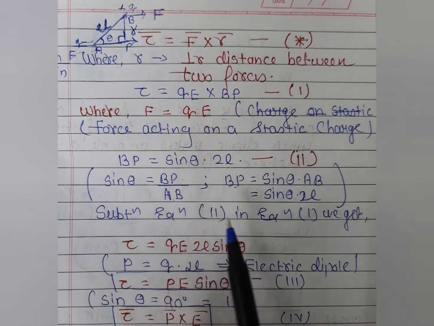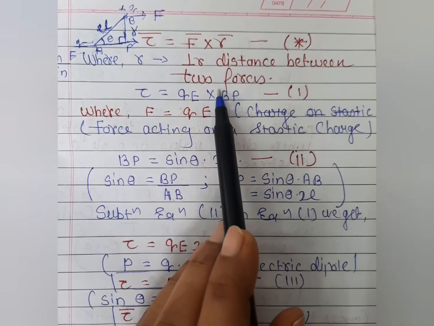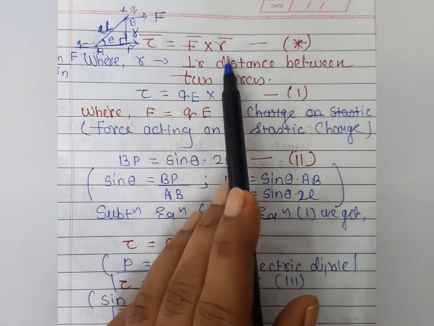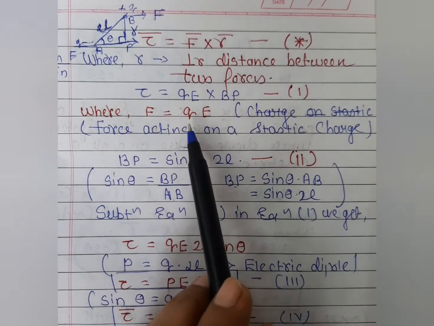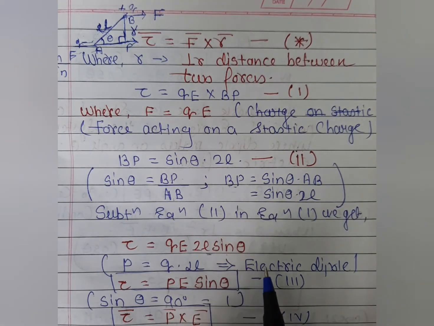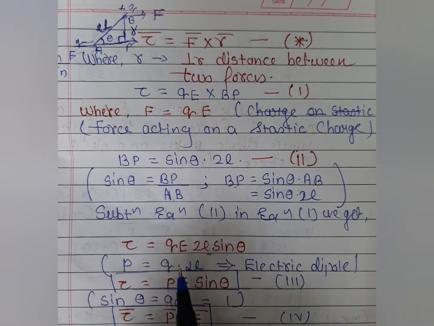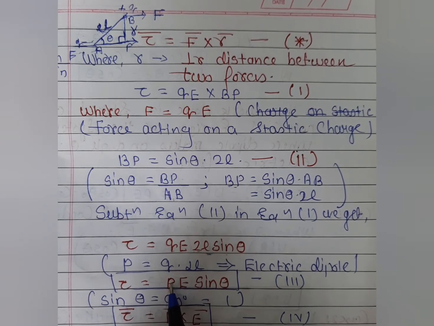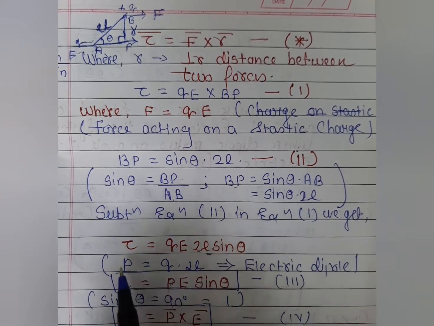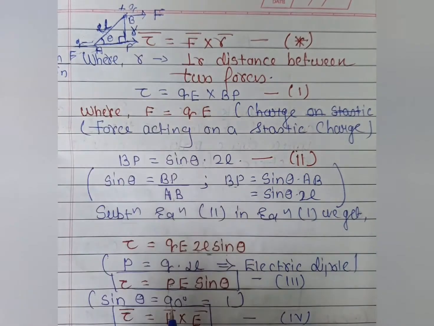So we can substitute equation 2 in equation 1. When we substitute, we put the BP value, that is the value of R, so tau equals QE as it is, with BP replaced by 2L sine theta. And you know the electric dipole formula, P is equal to Q into 2L. So tau is equal to, in place of Q and 2L, we write P, the dipole, times E sine theta. This is our equation 3. Here the angle is 90, so sine 90 is 1.